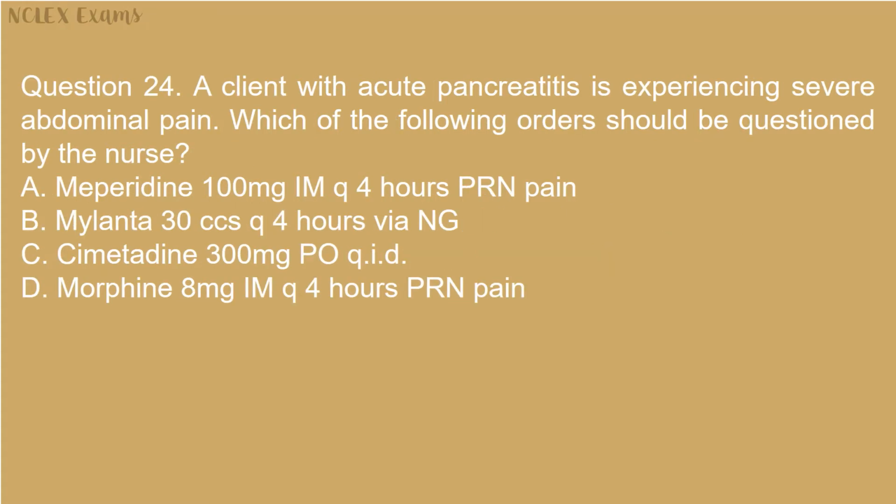Question 24. A client with acute pancreatitis is experiencing severe abdominal pain. Which of the following orders should be questioned by the nurse? A. Meperidine 100 mg IM Q4 hours PRN pain. B. Maalox 30 cc Q4 hours via NG. C. Cimetidine 300 mg PO q.i.d. D. Morphine 8 mg IM Q4 hours PRN pain.